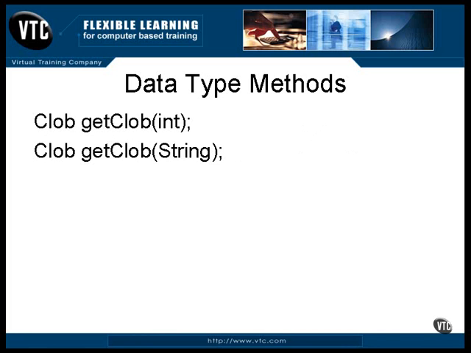A CLOB is an SQL type. This stands for Character Large Object. The returned CLOB object contains a pointer to the actual data, not the data itself. It's a large unformatted text document made up of ASCII characters and or Unicode characters. A CLOB is a specialized form of a blob.